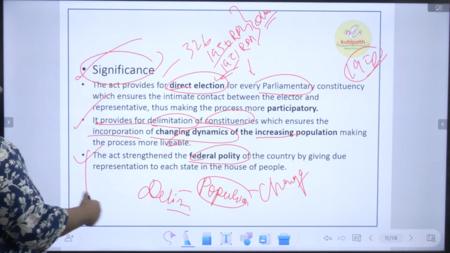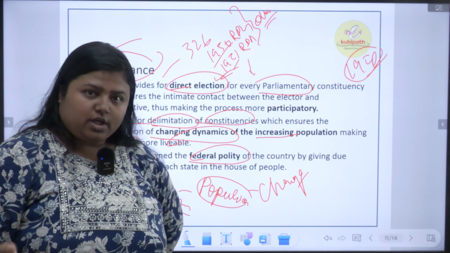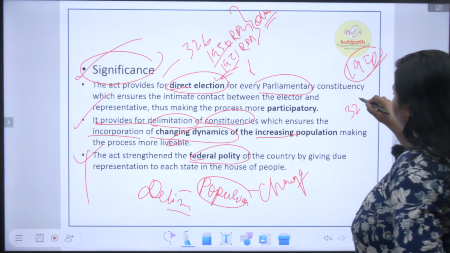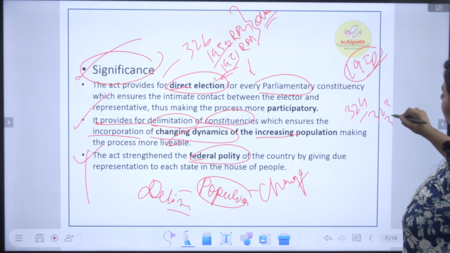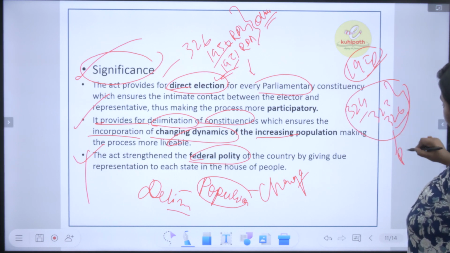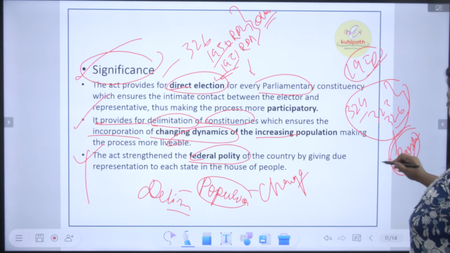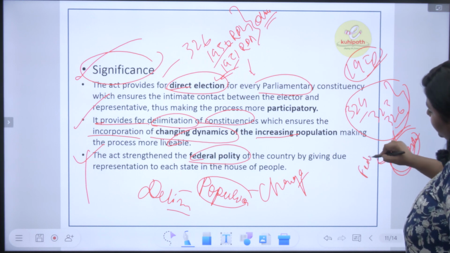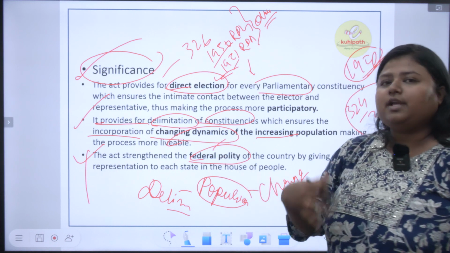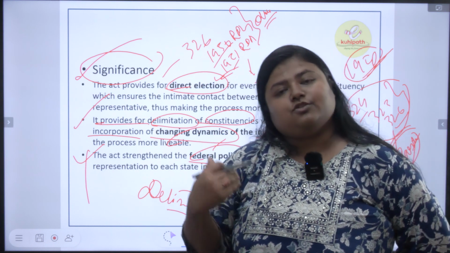Okay, the next point is the act strengthened the federal polity of the country. Fine. We learned that the Representation of People's Act 1950 or 1951 ensures the federal form of government, right? Yes, because these two legislations have taken power from the constitutional articles 324, 325 and 326 we had talked about. Who made these? Parliament made them. So it has the power of the parliament, and this parliament has ensured the federal polity. The Representation of People's Act 1950 or 1951 ensures federal polity because these two legislations talk about both central level elections and state level elections.